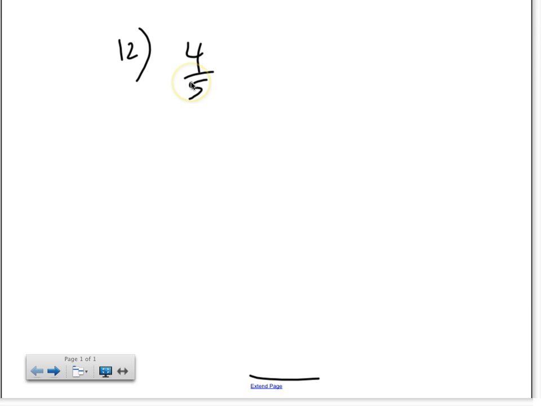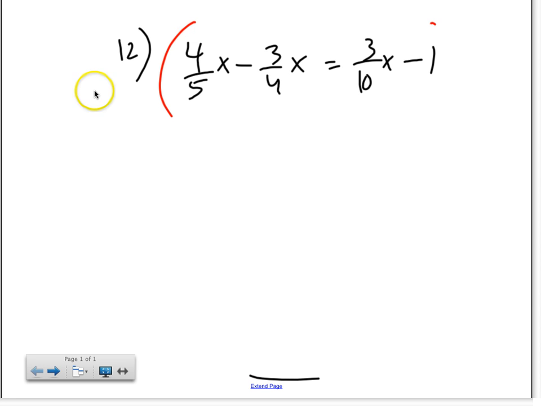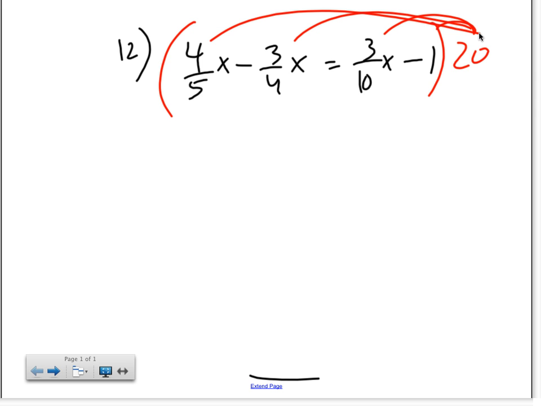I have 4/5 of x minus 3/4 of x equals 3/10 of x minus 1. Okay, so I see a lot of fractions. I don't like fractions. How do I clear fractions? What is my LCD for 5, 4, 10? What is that one number that's going to be divisible into all 3? 20. Perfect. So I know that my LCD is going to be 20. I take that and I distribute it into each term.